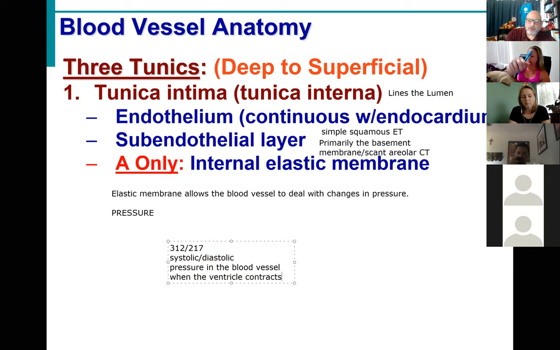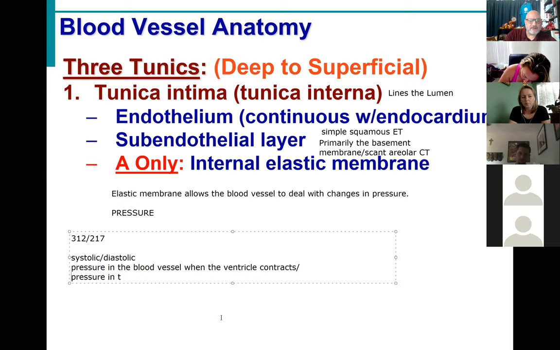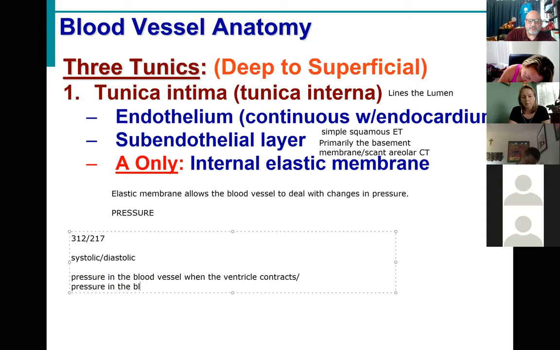Whereas what is the diastolic? Relaxed. Pressure when it's relaxed. Yeah, it's the pressure in, actually, let's do this underneath. Pressure in the blood vessel. And more specifically, when I say blood vessel, let's even be more specific. In the artery. When the ventricle relaxes.